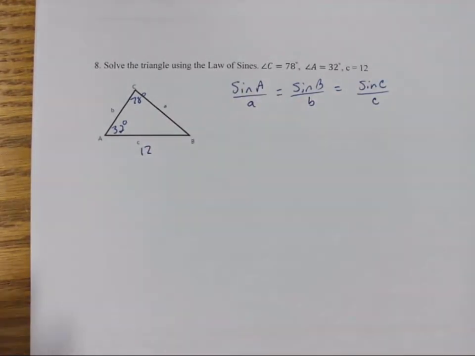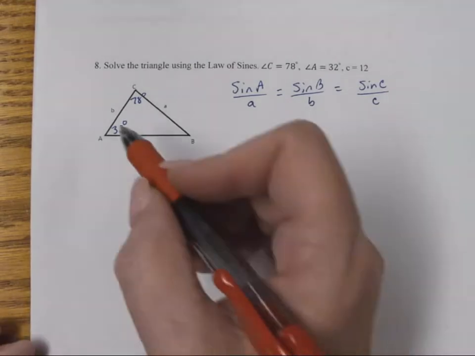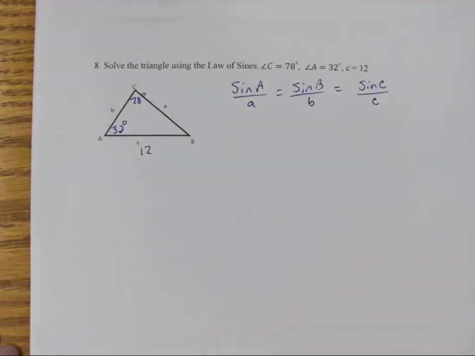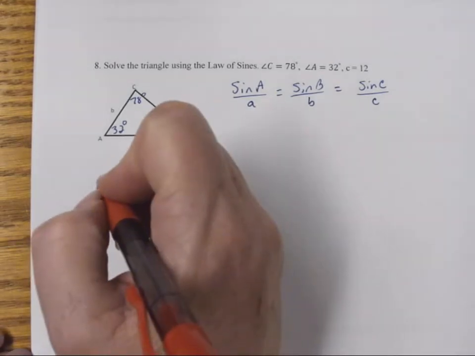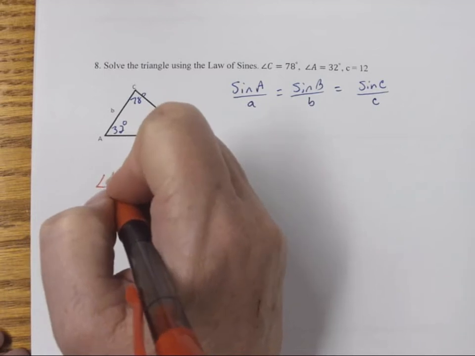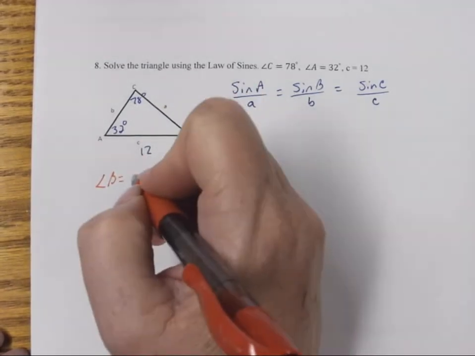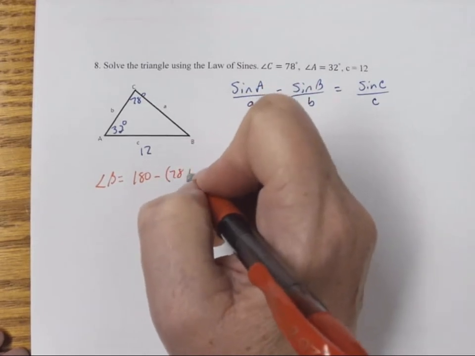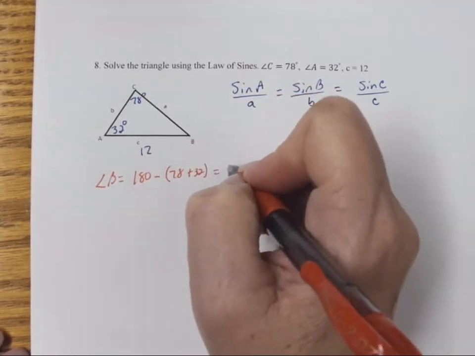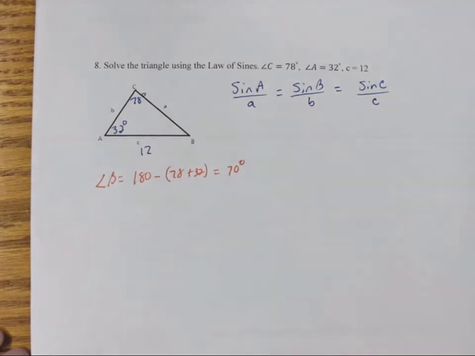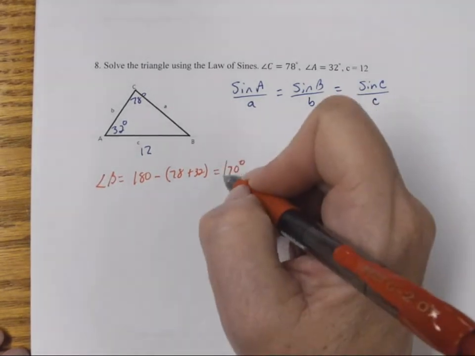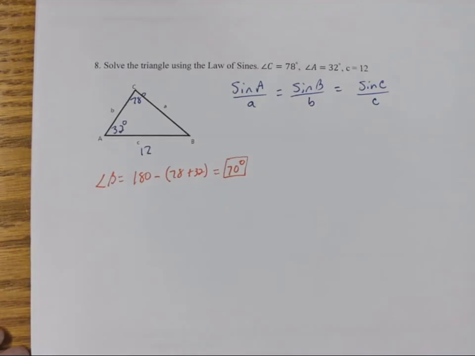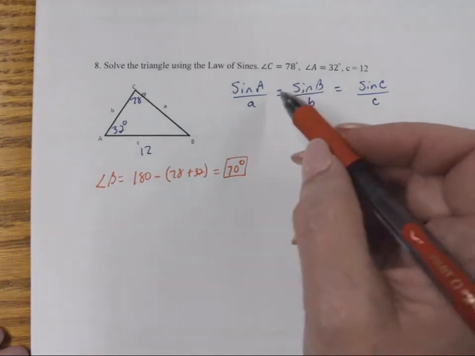to 12. One of the easiest parts to find first would be our third angle because we're given 2. Remember, our third angle is going to be found by subtracting the other 2 from 180 degrees because all of the angles in a triangle add up to 180. So angle B is going to be 180 minus 78 plus 32, which will be 70 degrees. So now that we have found that angle, we'll use that here in a little bit.